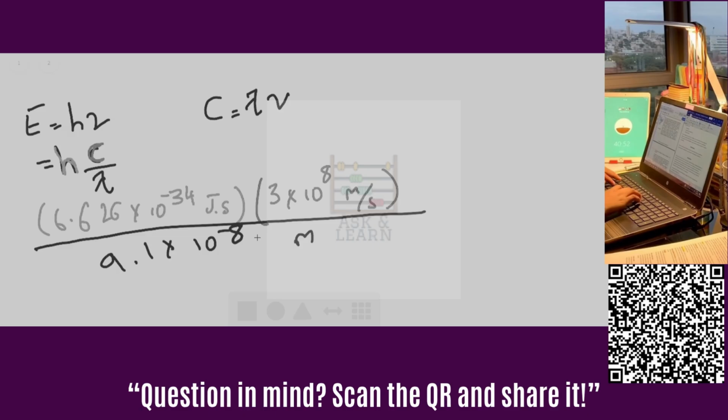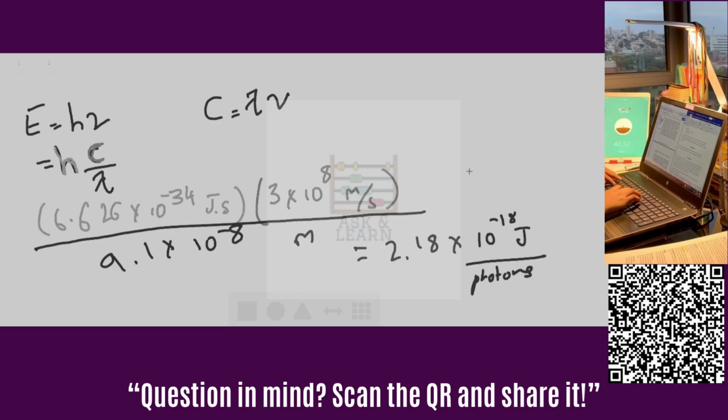Okay, 6.626 times 10 to the negative 34, times 3 times 10 to the 8, which is going to be divided by the previous number. We're going to get 2.18 times 10 to the negative 18. Notice the unit. This is joules. In this case, it is joules per photon.